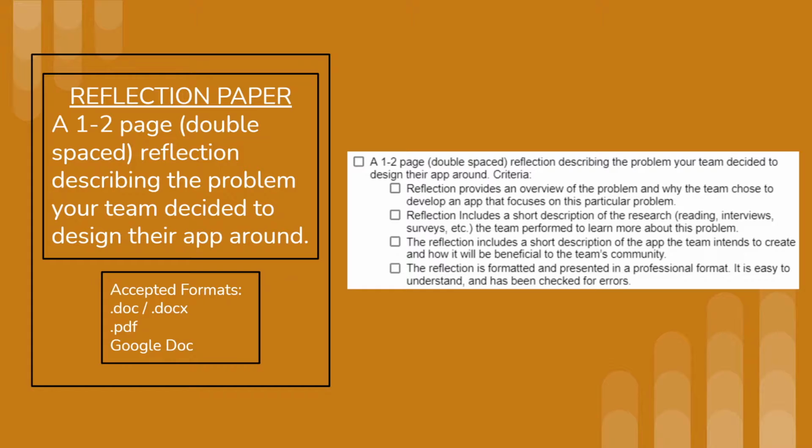paper is just a 1 to 2 page double-spaced reflection describing the problem your team decided to design their app around. This is mainly what you talked about during the brainstorming phase. You're just going to write up a little discussion about it.